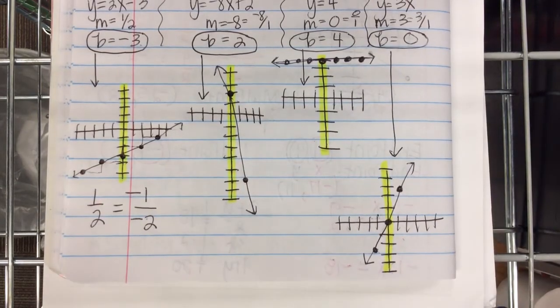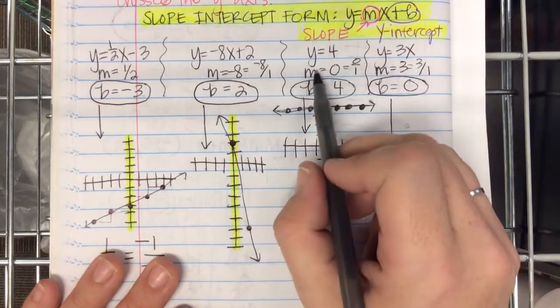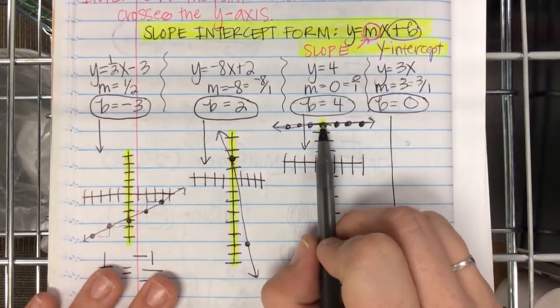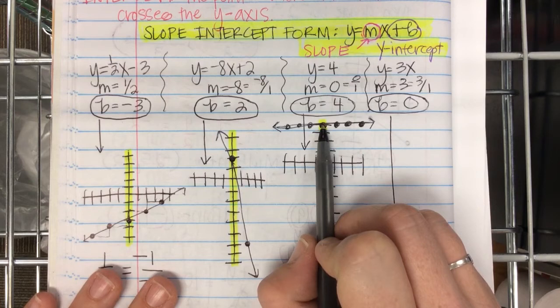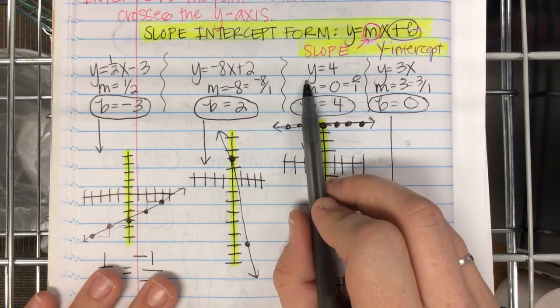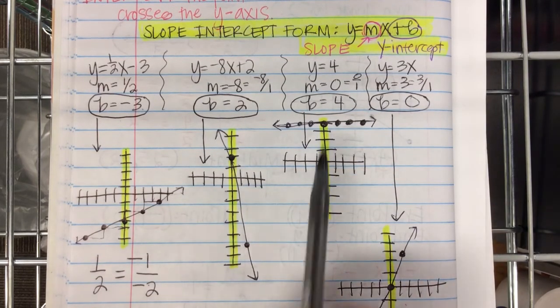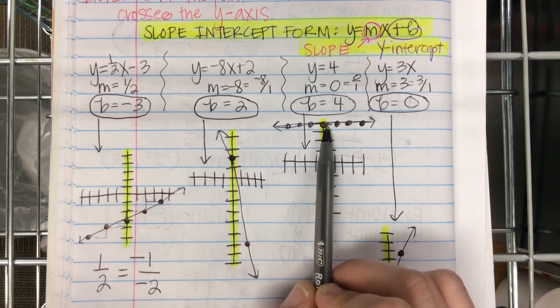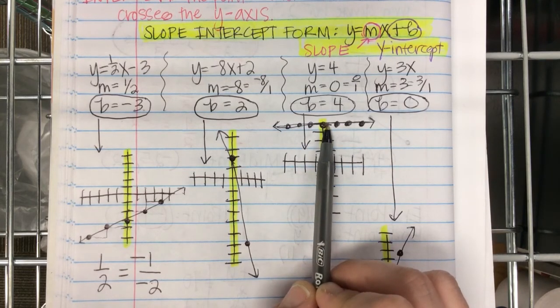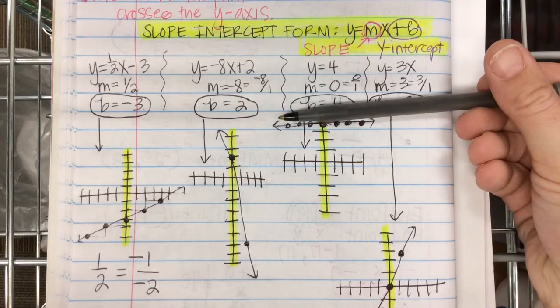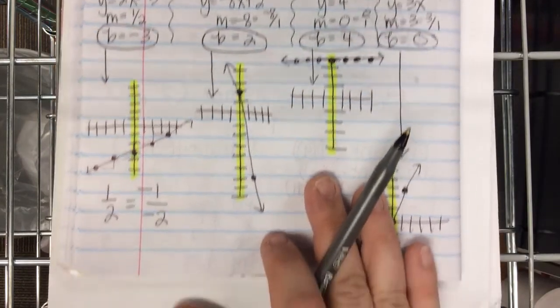What you need to be aware of are 2 really tricky things. If the equation says y equals, like this third one we did, anything that has y equals and no x value is a horizontal line. Because every ordered pair on this line has a y value of 4. The x values are all different, but the y value on the y-axis never goes past 4.